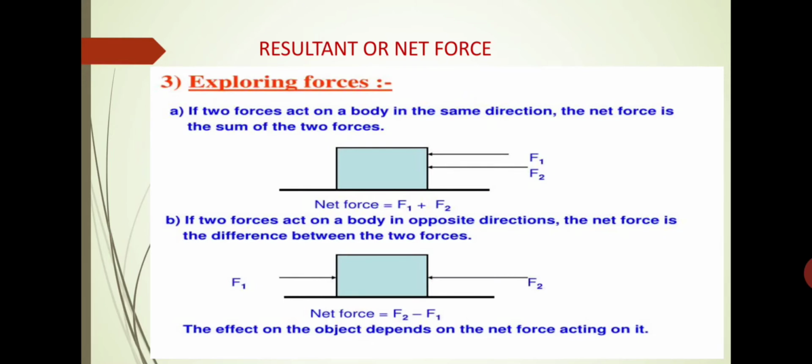See in the picture, one F1 force is applied to the object from the left direction, and F2 force is applied to the object from the right-hand part. So what is their net force? Net force equals F2 minus F1. It means it is the difference between both of the forces.